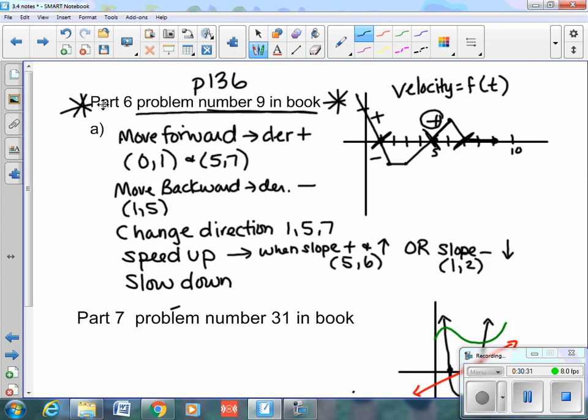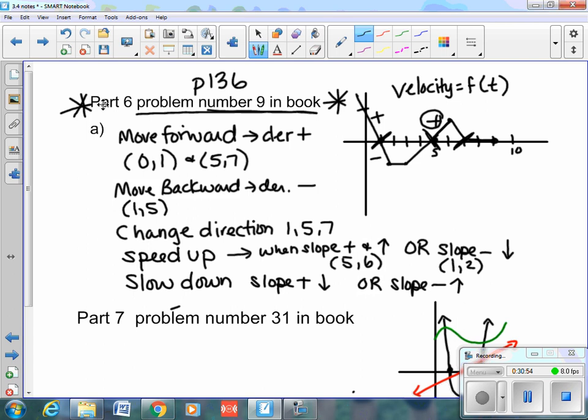When does it slow down? It slows down if your slope is positive but decreasing, and it's also going to slow down if your slope is negative and increasing, right? They're pulling away from each other. Does that make sense, you guys?